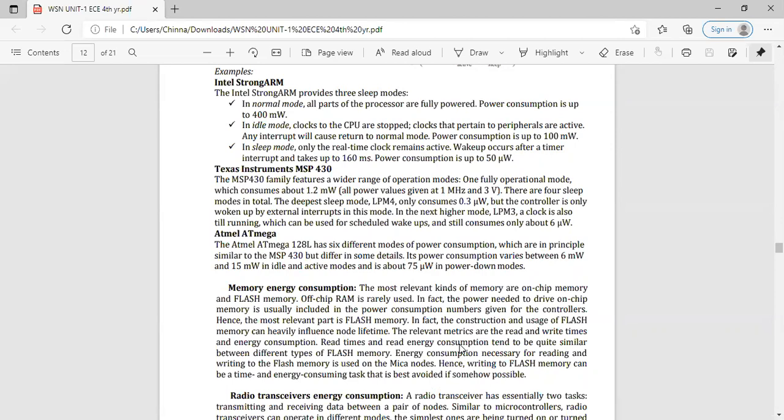Any interrupt will be obtained in that case, so it will automatically return to the normal mode, and then the power consumption is up to 100 milliwatts. Whenever any interrupt is obtained across the microcontroller, it immediately goes from the idle mode to the normal mode, and then the power consumption is 100 milliwatts.